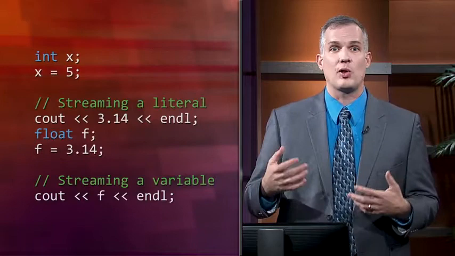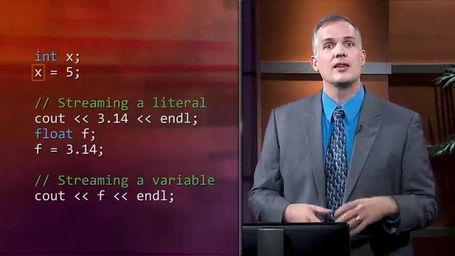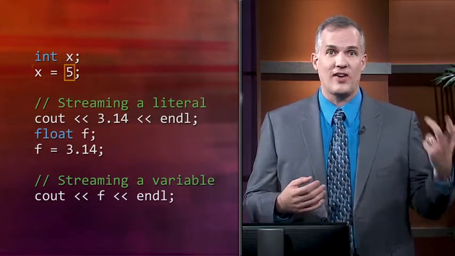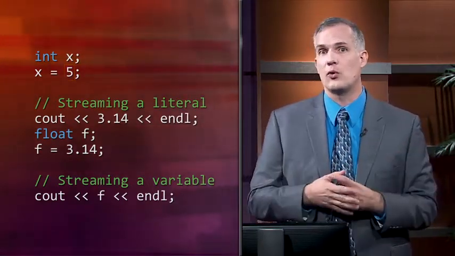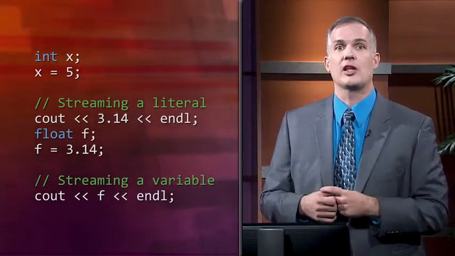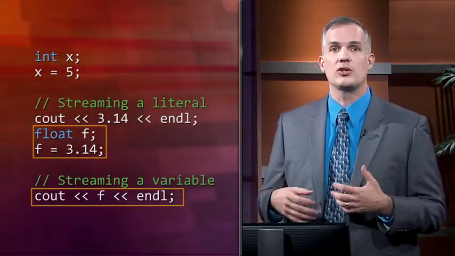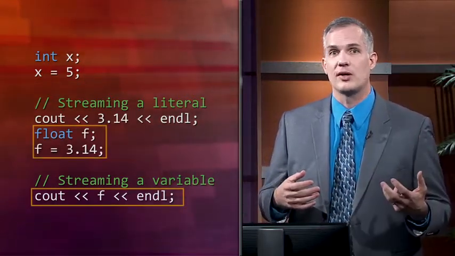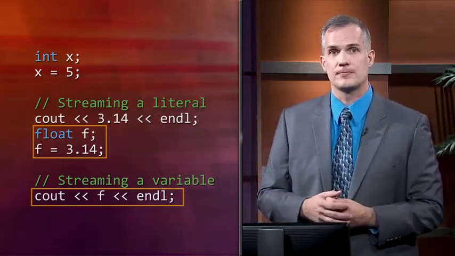If we have a variable x and a line of code like x gets 5, the x is a variable, while 5 is a literal. If we stream 3.14 to cout, we're streaming a literal floating point value. Or, if we assign 3.14 to a floating point variable f, then when we print f, we're streaming a variable.